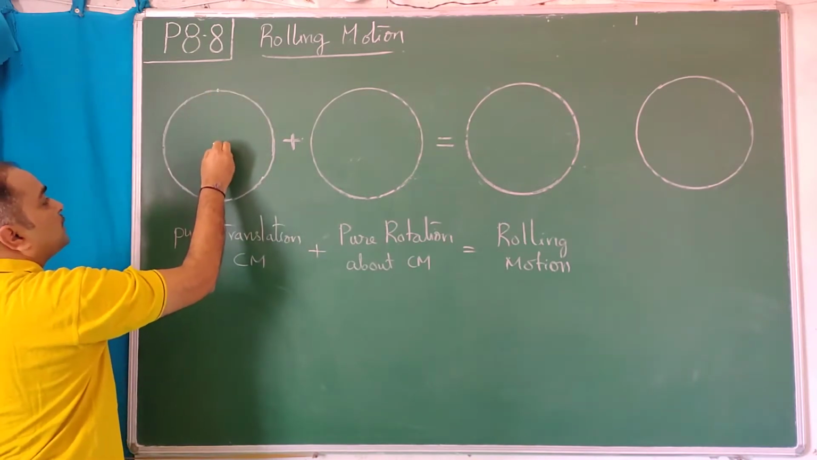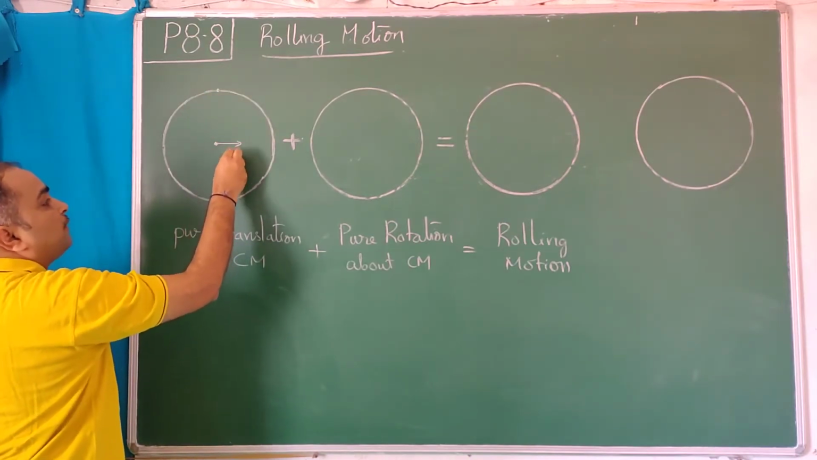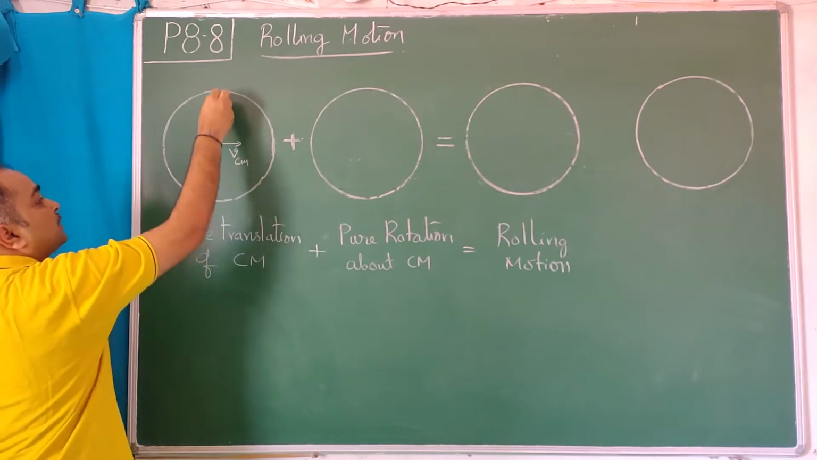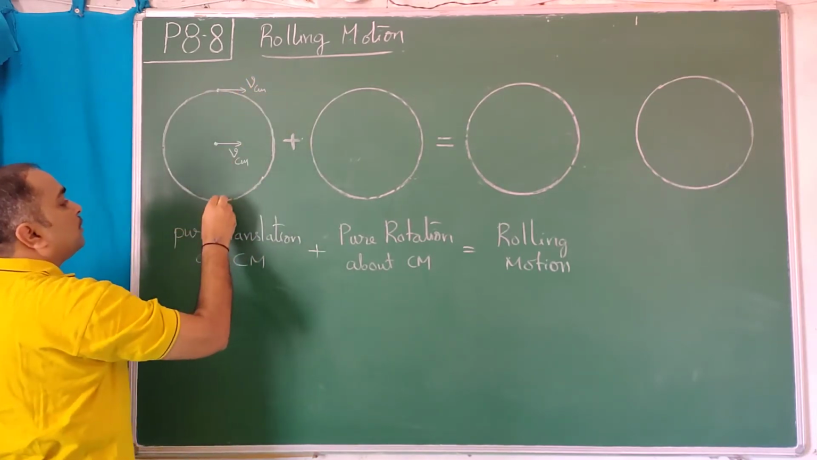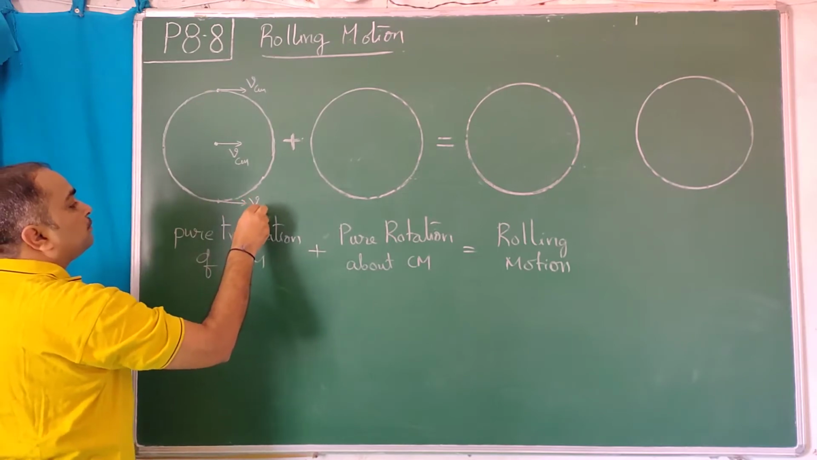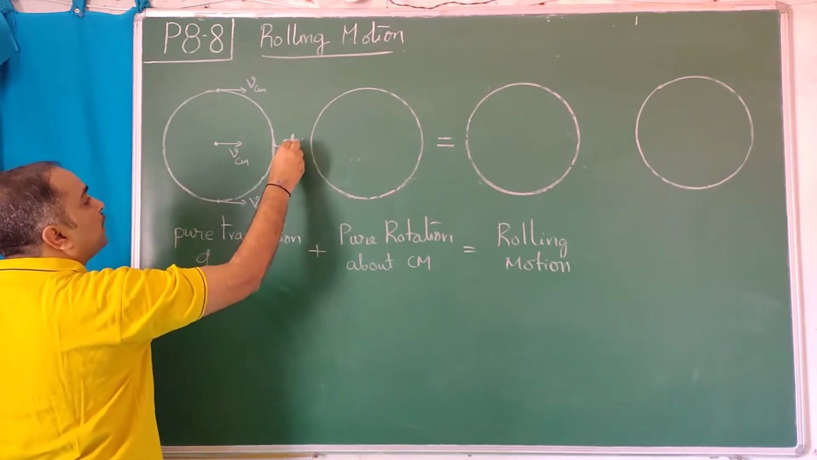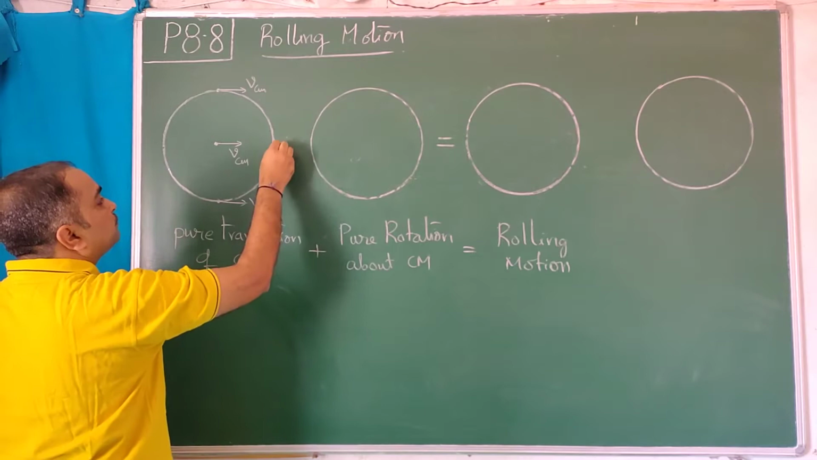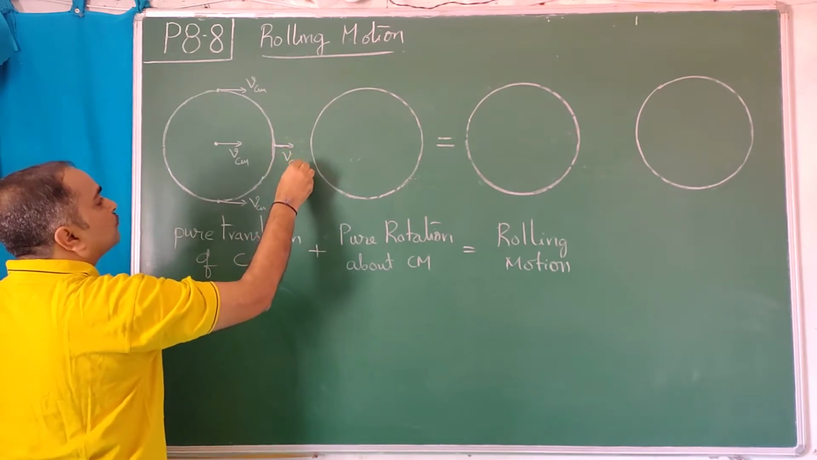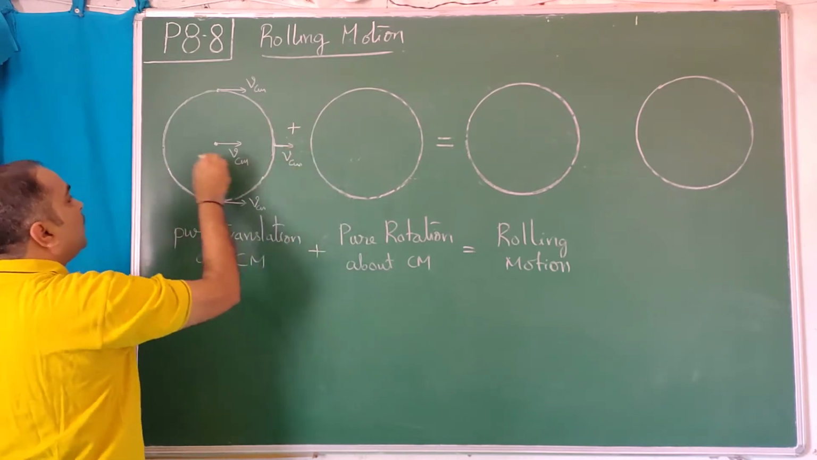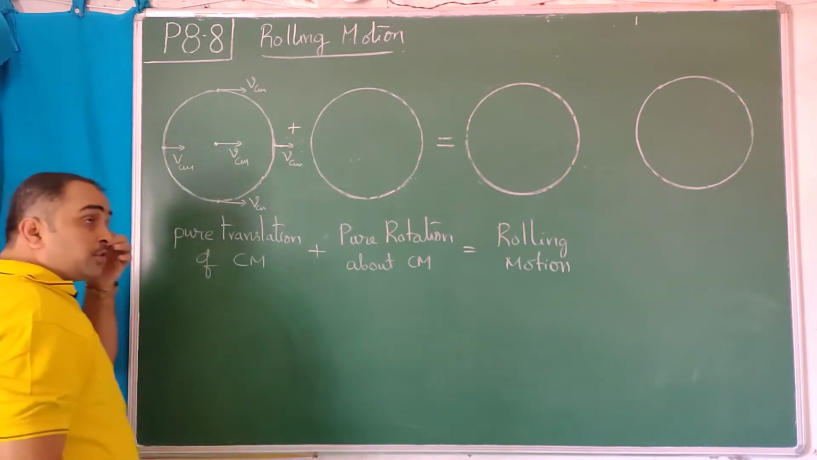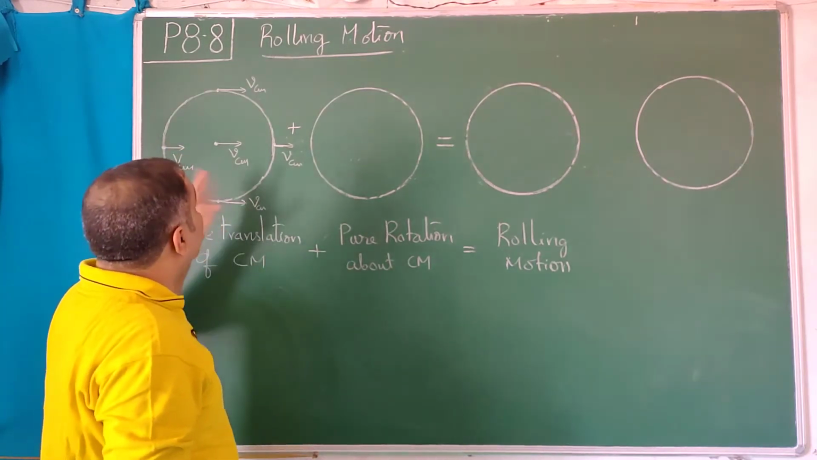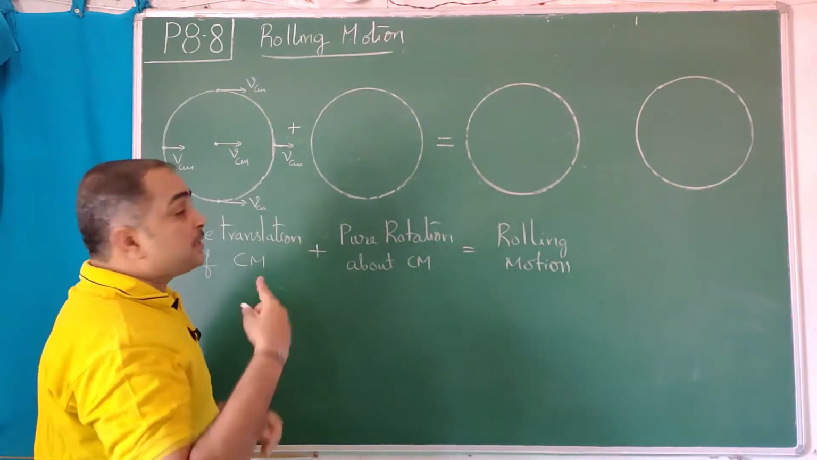The center of mass is, say, here, and it has VCM, the velocity of center of mass. If it is moving like this, this point should also move like that, with VCM. So this point should also have VCM, and this point also should translate with VCM. This is called pure translation of center of mass. There is no point at which rotation is happening here.